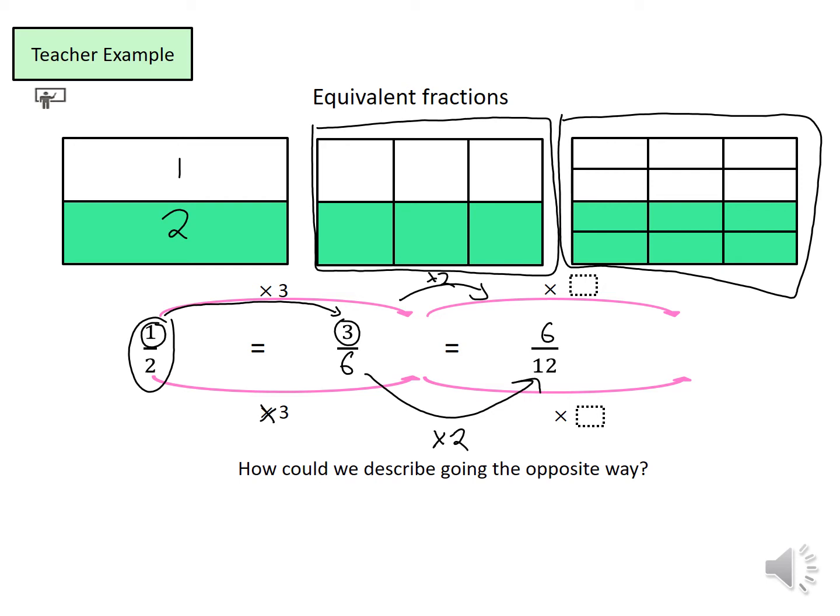So one food for thought is how can we go the opposite way? So if we're timesing it by 2 this way, to go the other way, we're going to divide it by 2. So if we're timesing it by 3 to go this way, to go that way, we're going to divide it by 3 using the inverse operation. The opposite of times is divide.